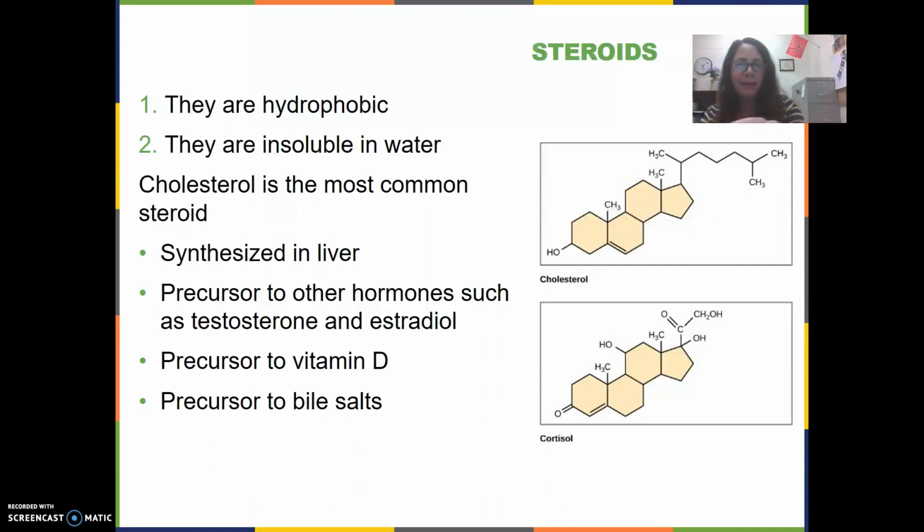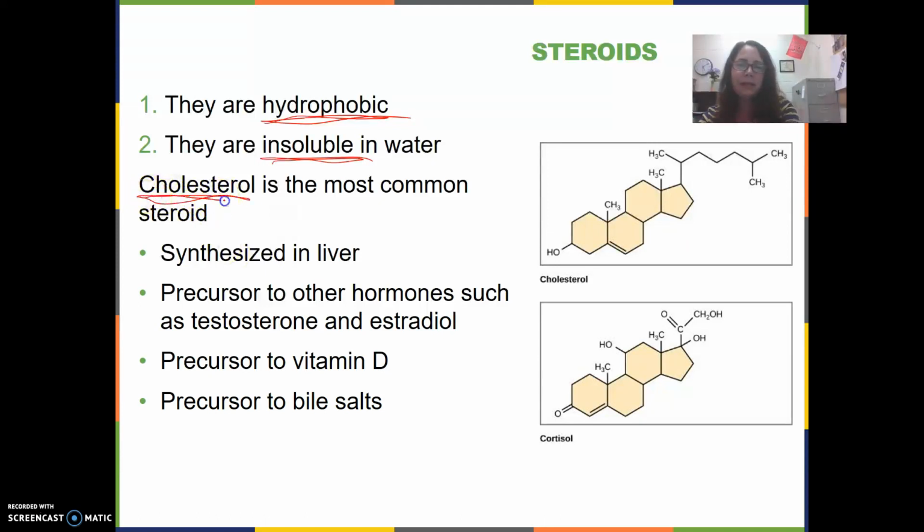Steroids are hydrophobic. They're lipids, so they're hydrophobic. They're nonpolar. They're insoluble in water, just like all lipids. Phospholipids are the only lipids that have a hydrophilic component, a component that is soluble in water. But lipids in general are insoluble in water. Cholesterol is the most common steroid. It's synthesized in the liver.